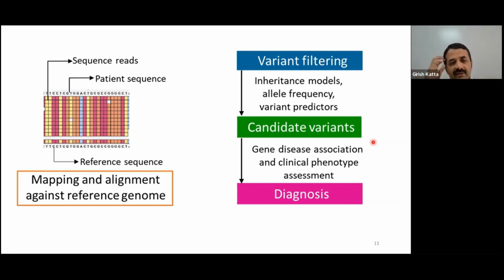Then we narrow down to the candidate variant, and then we see the gene disease association, and we assess the phenotype, and then finally we arrive at one or two variants which are probably the cause for the disease in the particular patient. Then we arrive at a diagnosis.